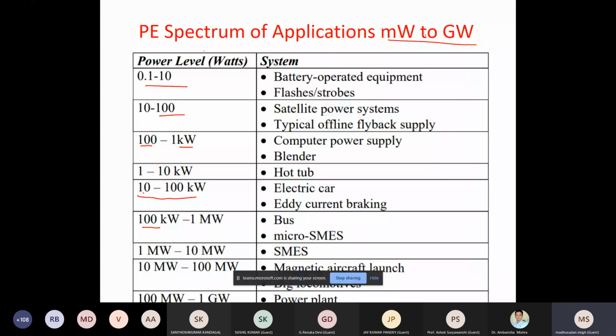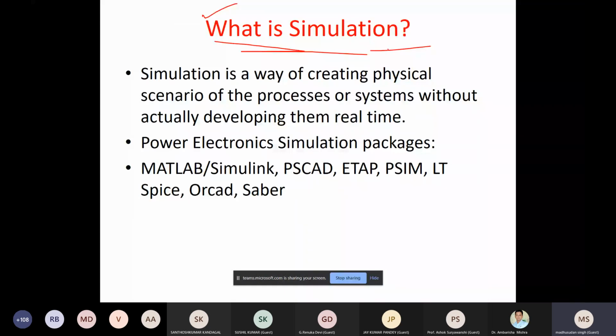What is a simulation? This word we often come across, and when you do a project or research, you mostly talk about simulation. The initial focus happens to be on simulation, right? What exactly do we mean by simulation? Simulation is a way of creating a physical scenario of the process or system without actually developing it in real time, right? This is what you do when you simulate a power electronics converter. We don't actually develop it, but in some software we model it. Those models could be a MATLAB model, or a PSCAD model, ETAP model, PSIM. These are a few popular software, and I hope you all might be aware. These are the software we use mostly for simulation of power electronic systems.